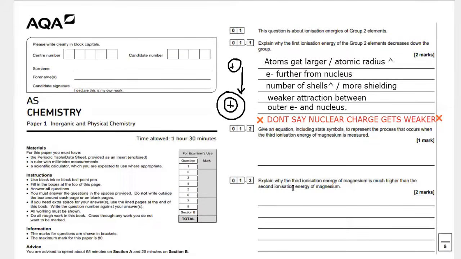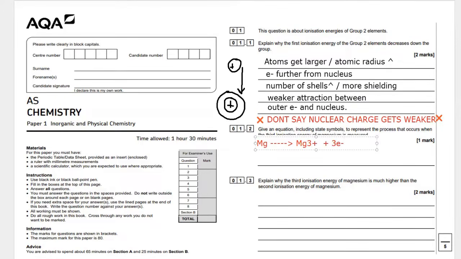Awesome. Let's move on. Give an equation including state symbols to represent the process that occurs when the third ionization energy of magnesium is measured. Okay, so this is writing your equations. Let me show you the incorrect one first. This will be the typical mistake that people would make. They would go Mg goes to Mg3+ plus 3 electrons.